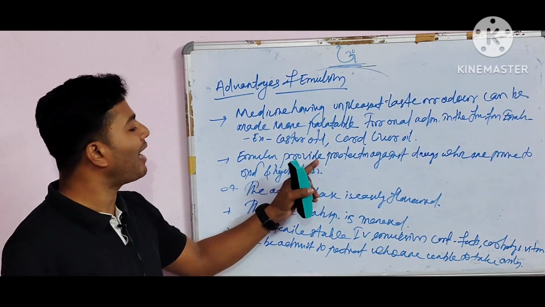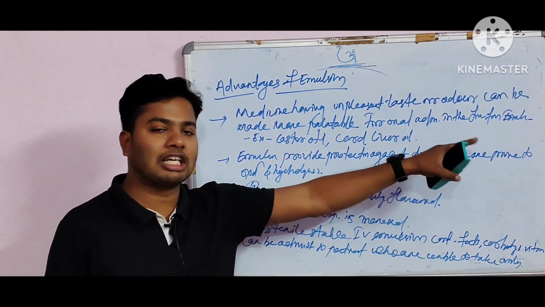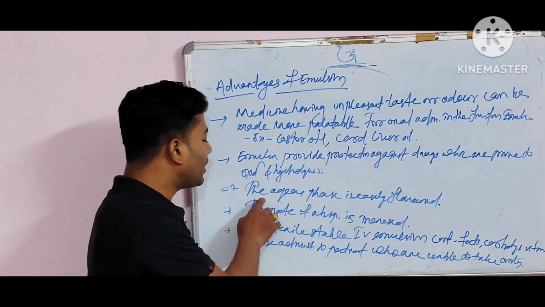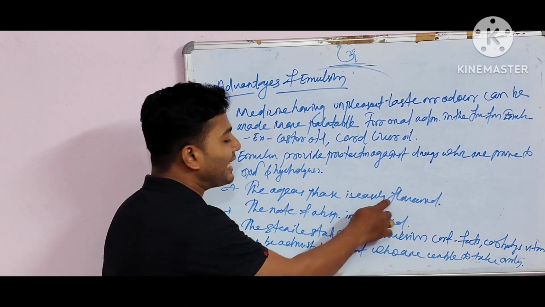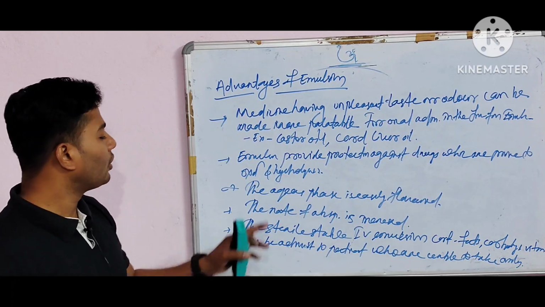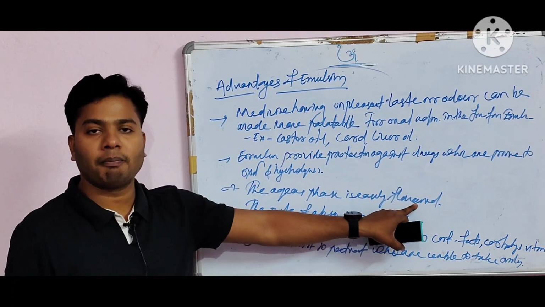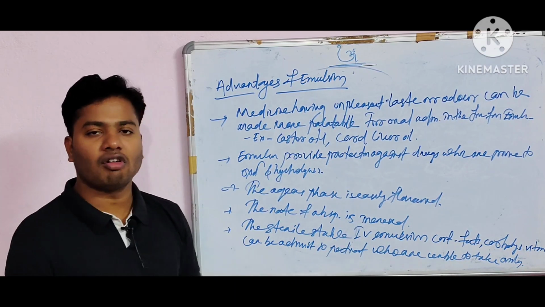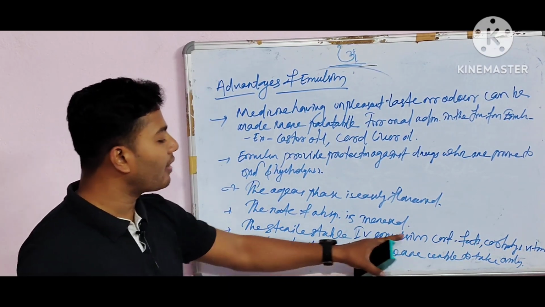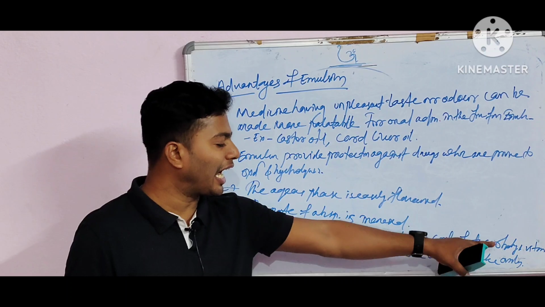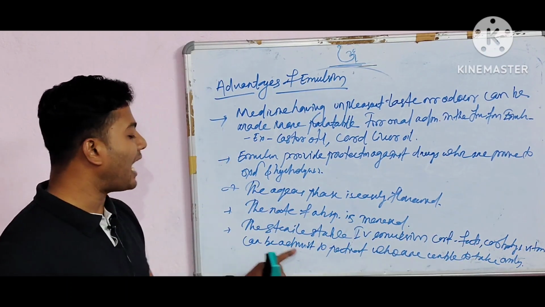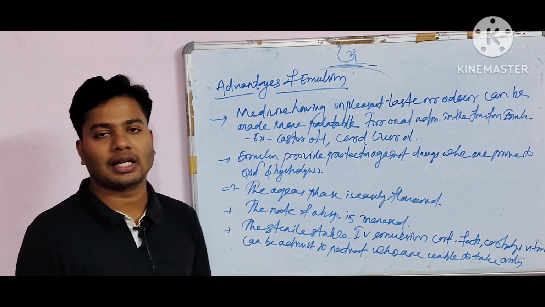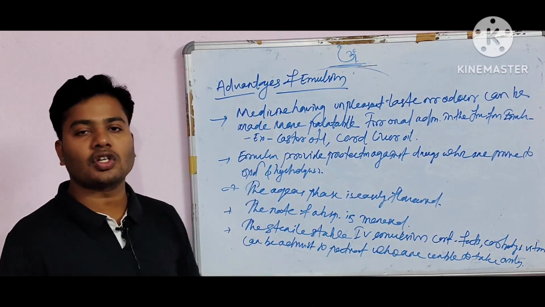Next one is that emulsion provides protection against drugs which are prone to hydrolysis or oxidation. Clear? Next one is the aqueous phase is easily flavored. The rate of absorption is increased. The sterile stable intravenous emulsion containing fats, carbohydrates, vitamins can be administered to a patient who is unable to take orally. Clear? So these are the advantages of the emulsion.